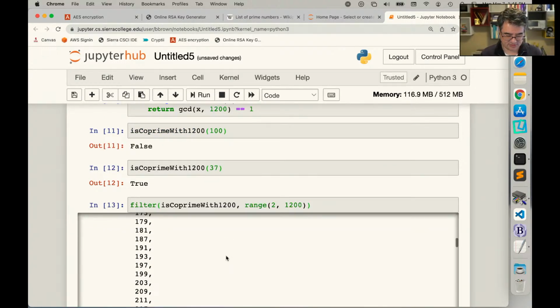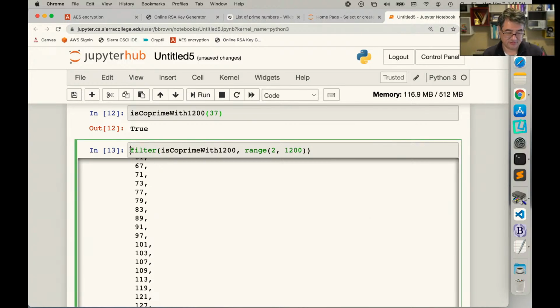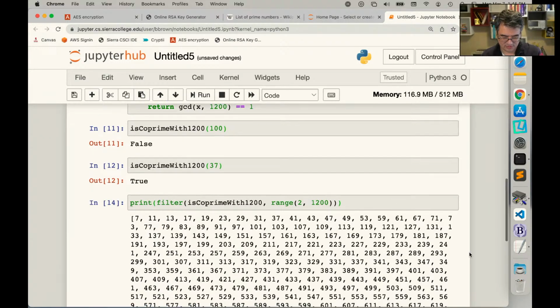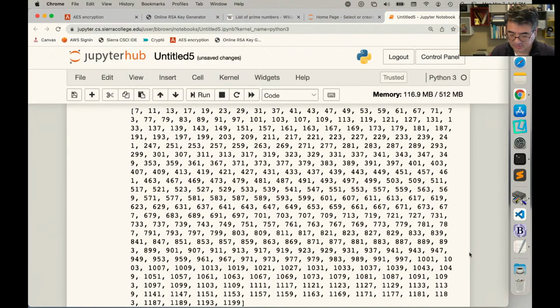And here's the list. It's a big list. These are all the numbers between 2 and 1200 that are coprime with 1200. And all we need to do is just pick any one of them. It's easier to see them if I get it to display it all as a block. So I'll just put print around this. And then we get this nice block of numbers. So these are all the numbers that are coprime with 1200. We just need to pick one of them.